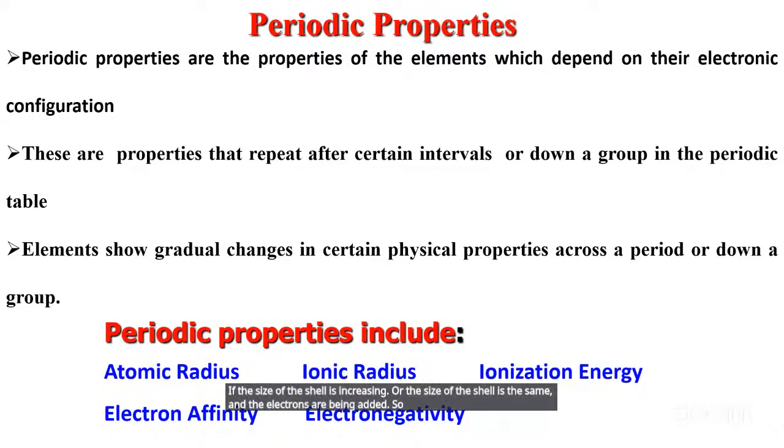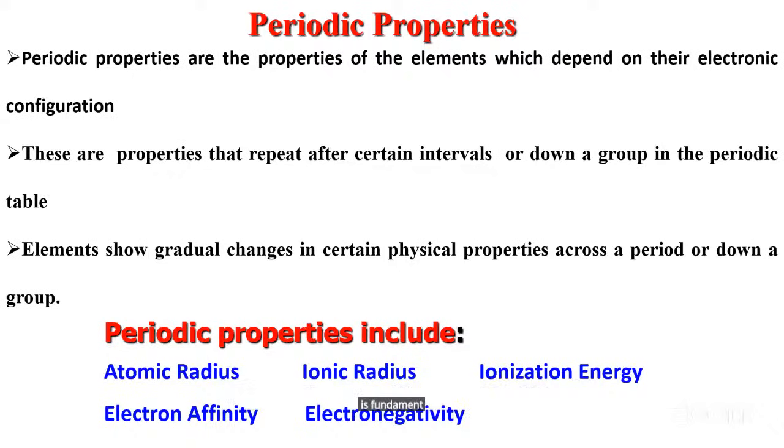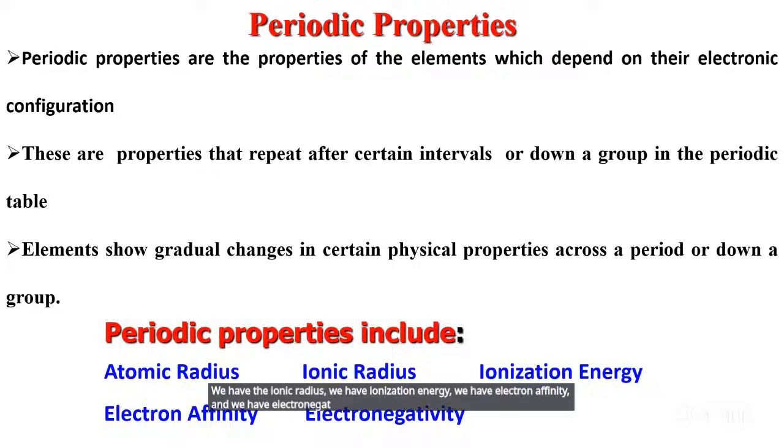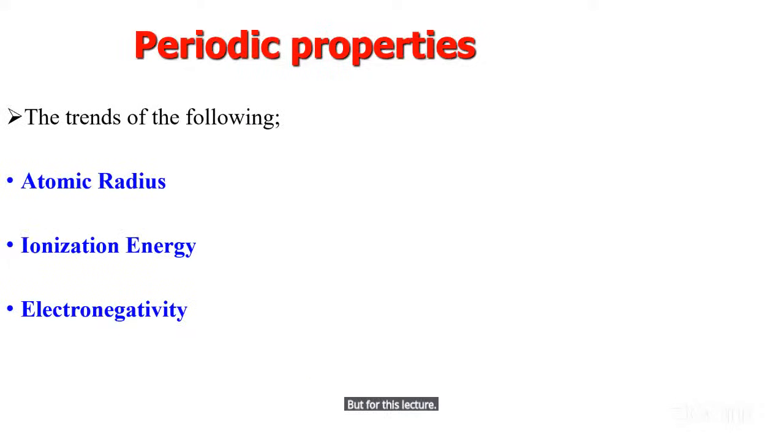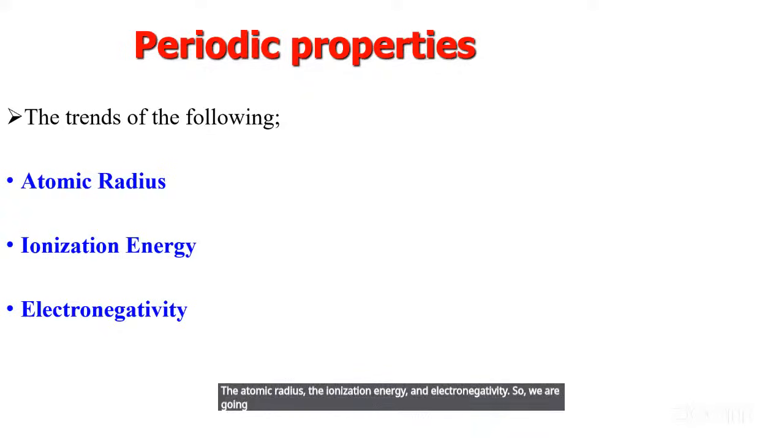So electronic configuration is fundamental for you to be able to explain periodic properties. Some of the periodic properties we are going to look at, or that are common in the periodic table, are the atomic radius, the ionic radius, ionization energy, electron affinity, and electronegativity. But for this lecture, we are going to concentrate on just 3: the atomic radius, the ionization energy, and electronegativity. So we are going to start with atomic radius.